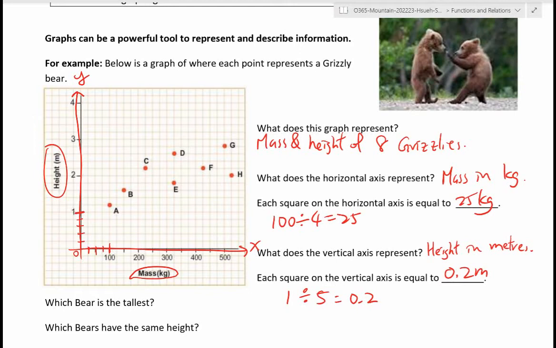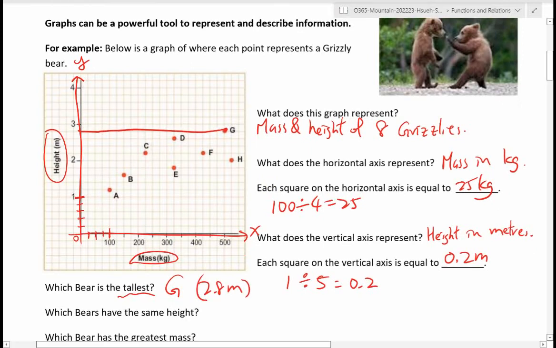Now, which bear is the tallest? If we're looking for the height, then we're looking at the y-axis. We want the point that is highest up, and that is G. Grizzly bear G is the tallest because this gives you the maximum height. And what is this height? Each box is worth 0.2, so 3 minus 0.2 would be 2.8 meters. Of course it doesn't ask, but that's what it would be.